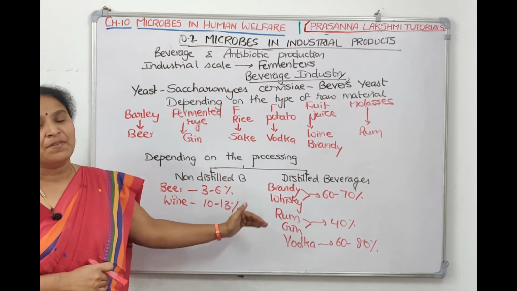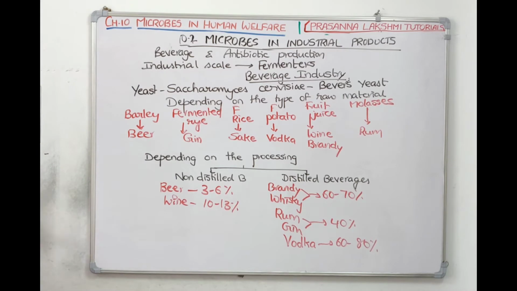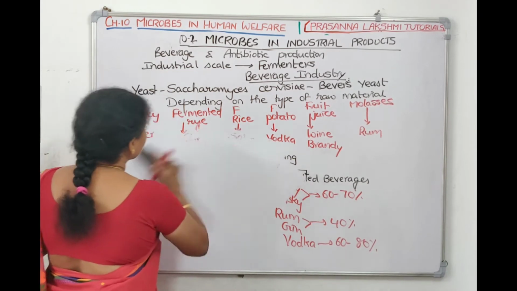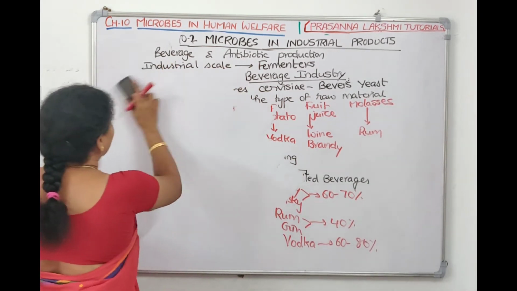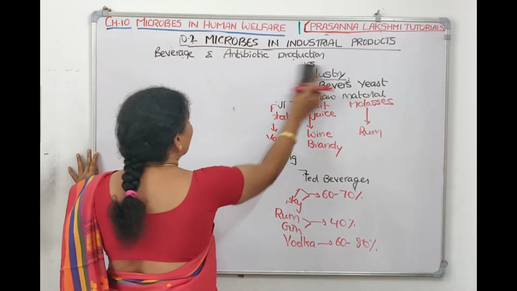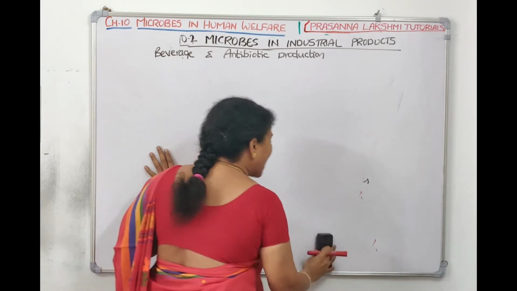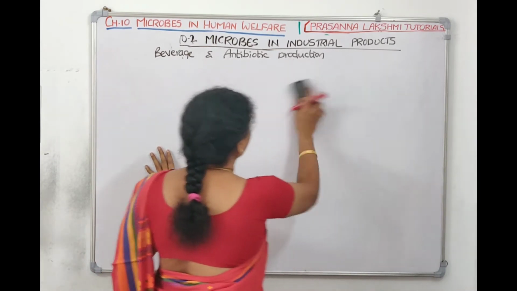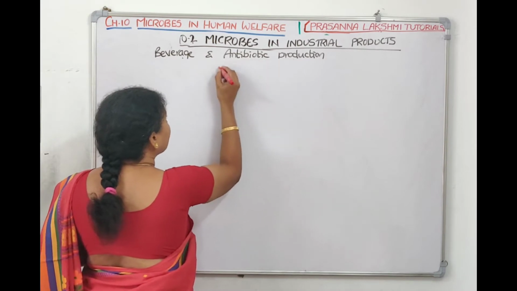Take a screenshot, then we will talk about antibiotic production. Right. Now, the second industrial product is, we finished beverage, now we have to talk about antibiotic production. You know what is the meaning of antibiotic and who is the scientist who coined the term antibiotic? Waxman is the person who coined the term antibiotic. What's the person's name who coined the term antibiotic?